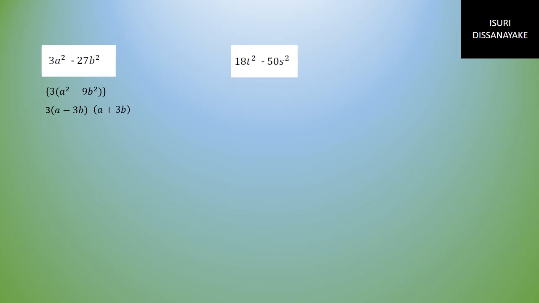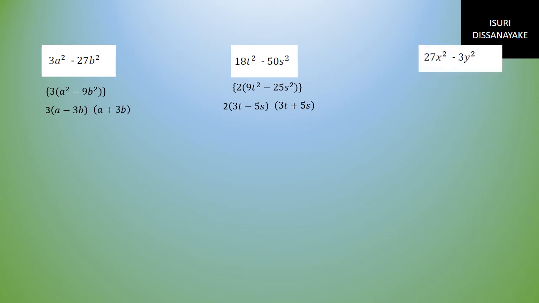Next question is 18t squared minus 50s squared. Similarly, you bring the common value out from the bracket, which is 2, and you're left with 9t squared minus 25s squared. We can write 9 as 3 squared, 25 as 5 squared. So we have 2(3t minus 5s)(3t plus 5s).